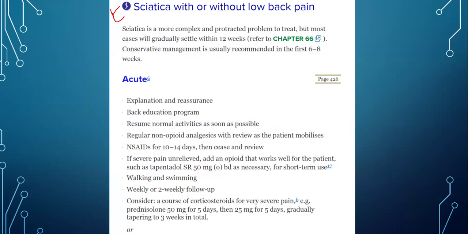Same, if it is an acute sciatic pain, which is less than 12 weeks, the treatment is resume normal activities, paracetamol, NSAID for 10 to 14 days. Okay, and send the patient for some back education program.